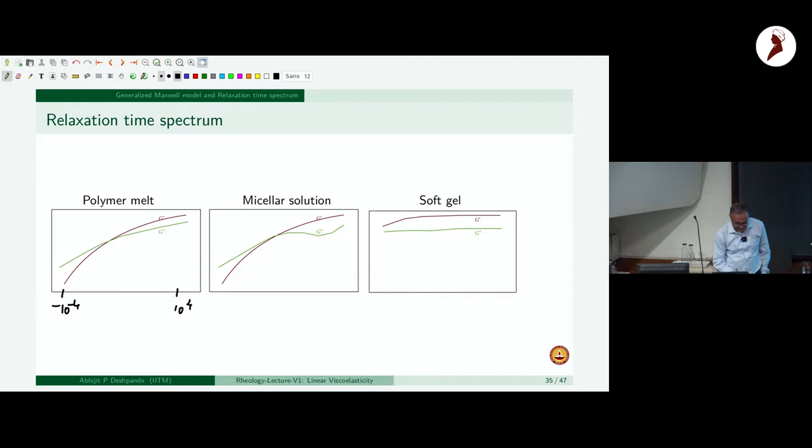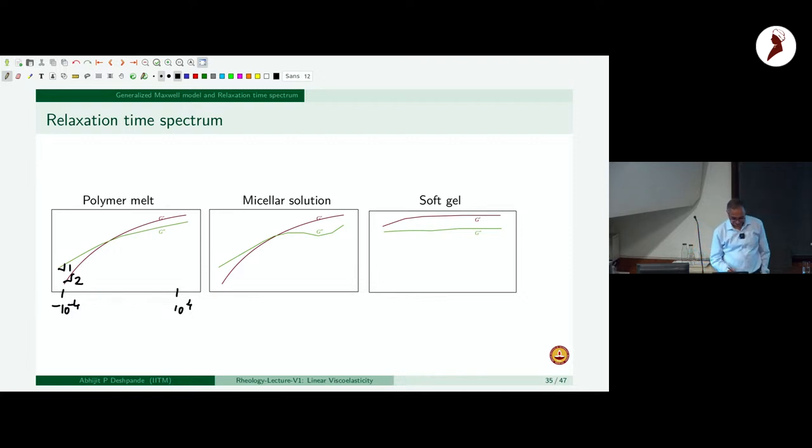And what you see is the terminal viscous response at low enough frequencies. But you still really don't get the glassy modes, where G double prime starts decreasing and G prime becomes somewhat constant, even at high frequencies of 10 to the power 4. You would have to go to much higher frequencies to get the glassy modes being completely dominant.